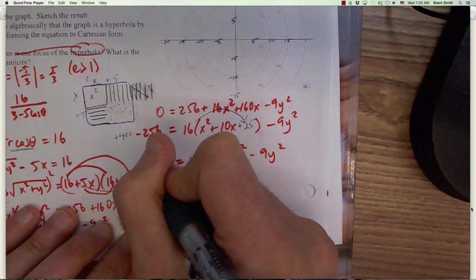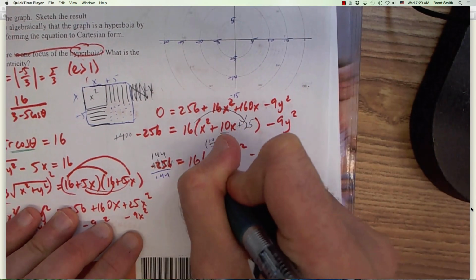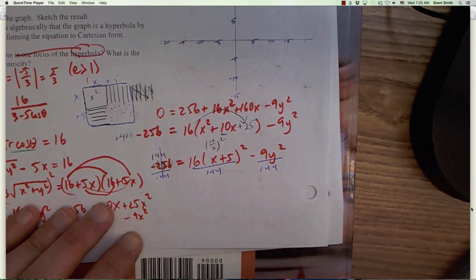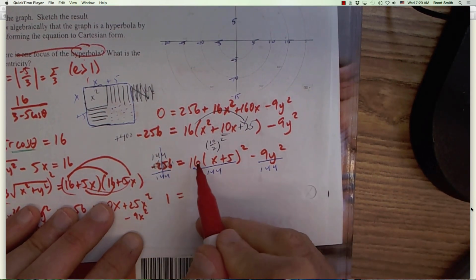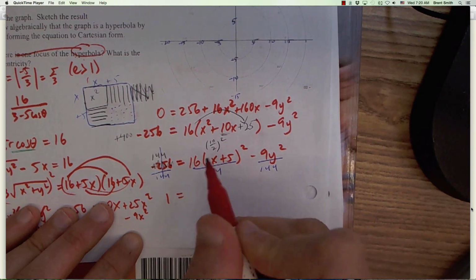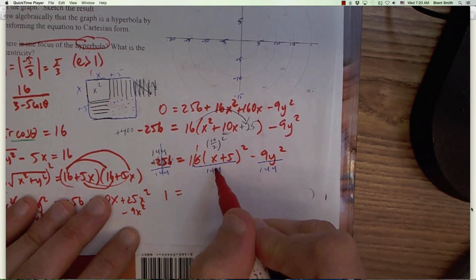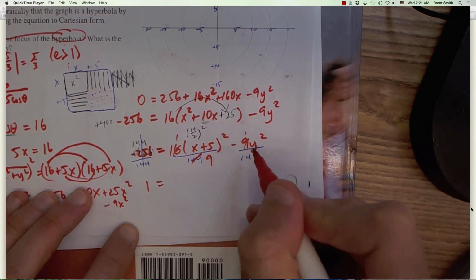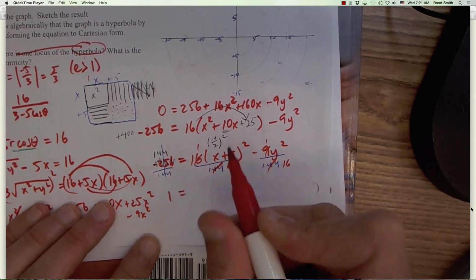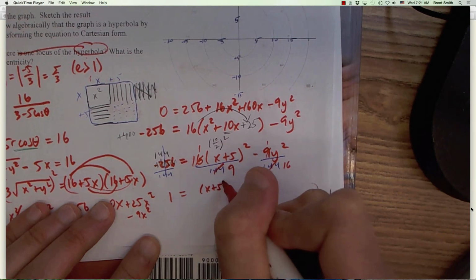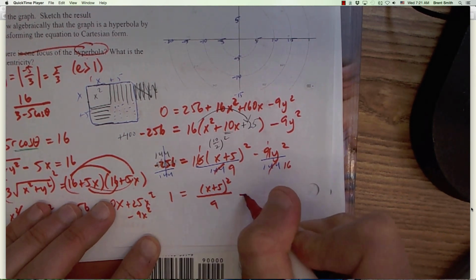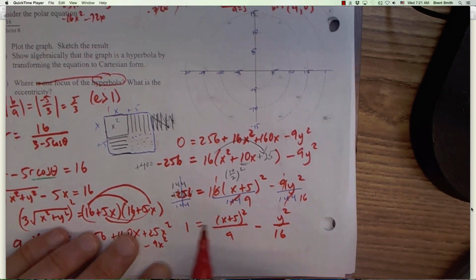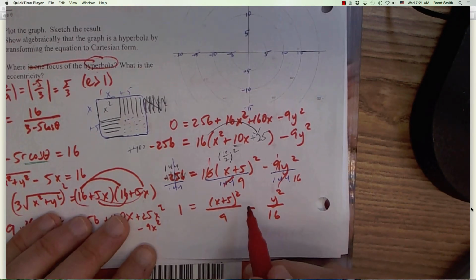All right, so we can divide everything by 144. So that becomes a 1, so we can be in standard form here. 1 equals, 16 goes into 144 9 times. This becomes a 1, this becomes a 9. 9 goes into 144 16 times. And so in the end, because of this minus, we get a hyperbola, just like predicted. Eccentricity greater than 1.